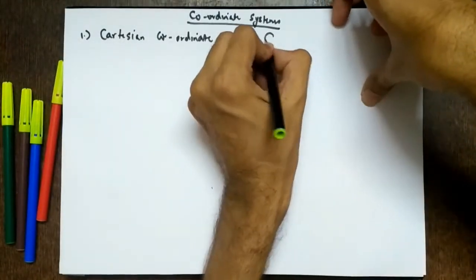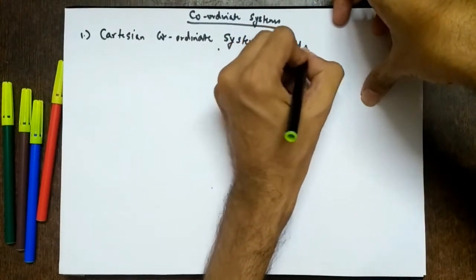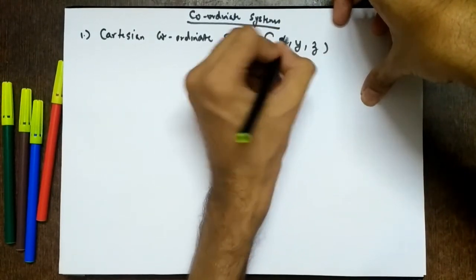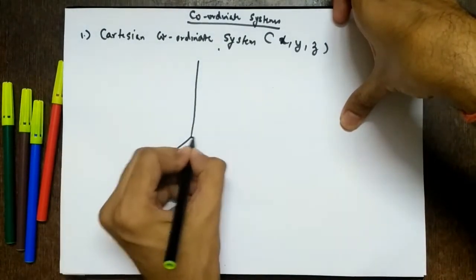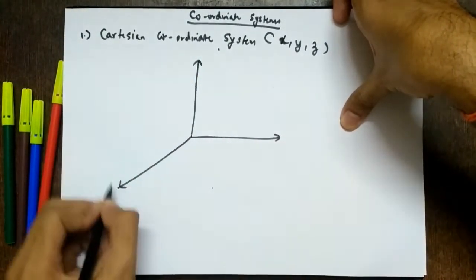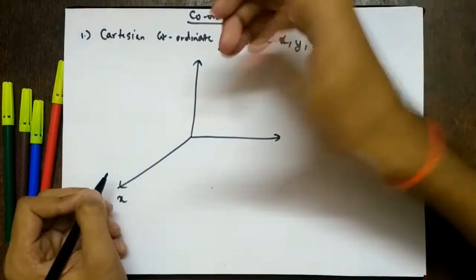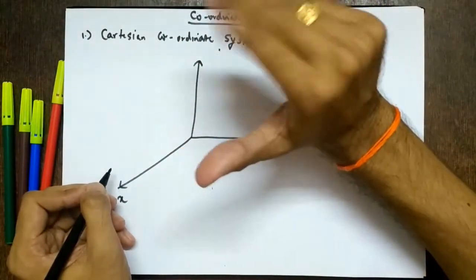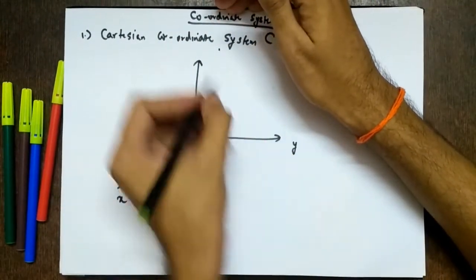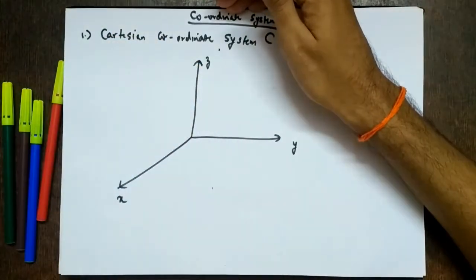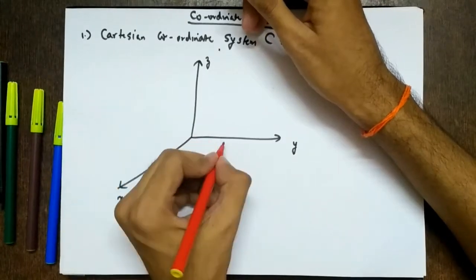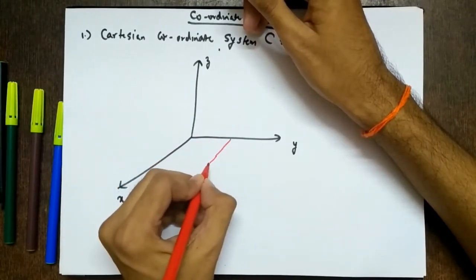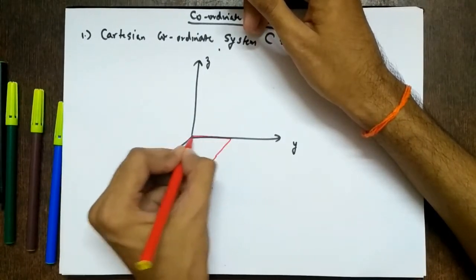So what are the coordinates here? X, Y, and Z. This is X. We follow the right-handed coordinate system. So if this is X, my curved fingers give the direction from Y to Z, so this should be Y and this should be Z. Now, since this is a Cartesian coordinate system, let's assume a cube with its corner at the origin.